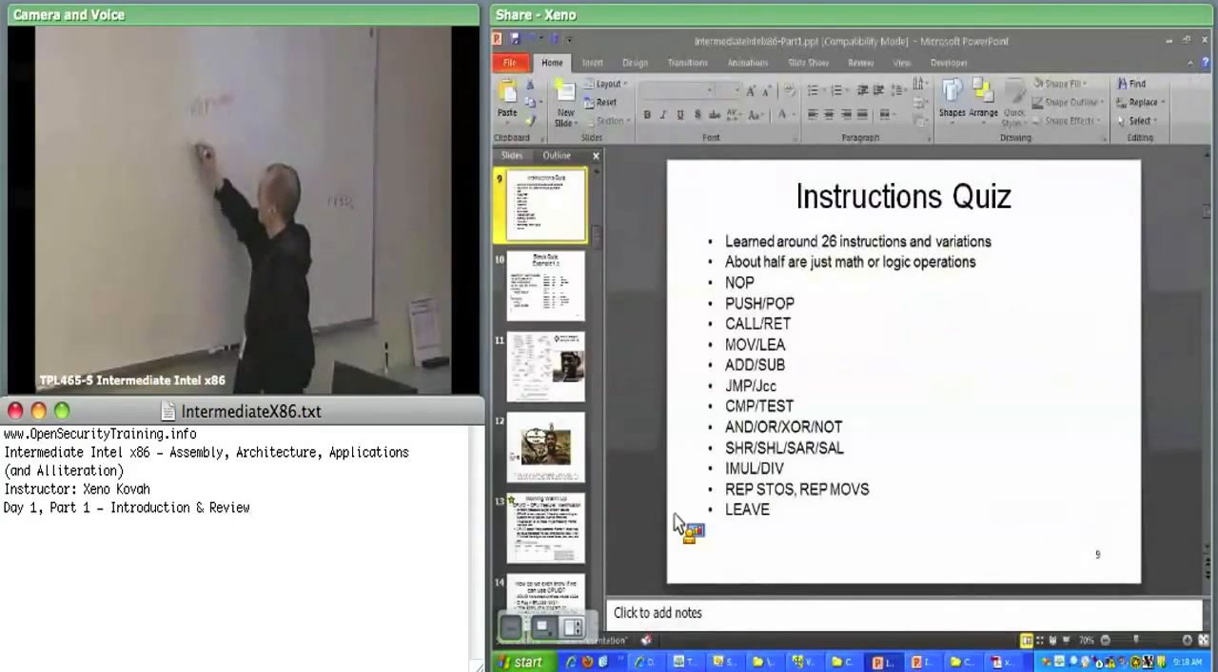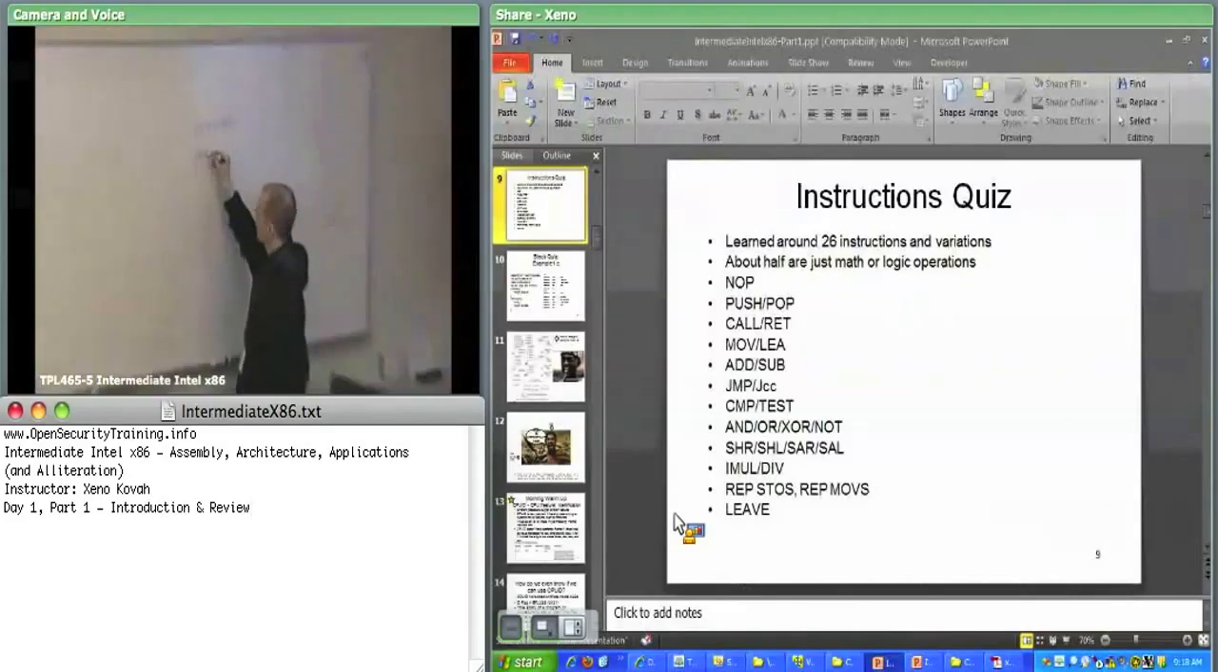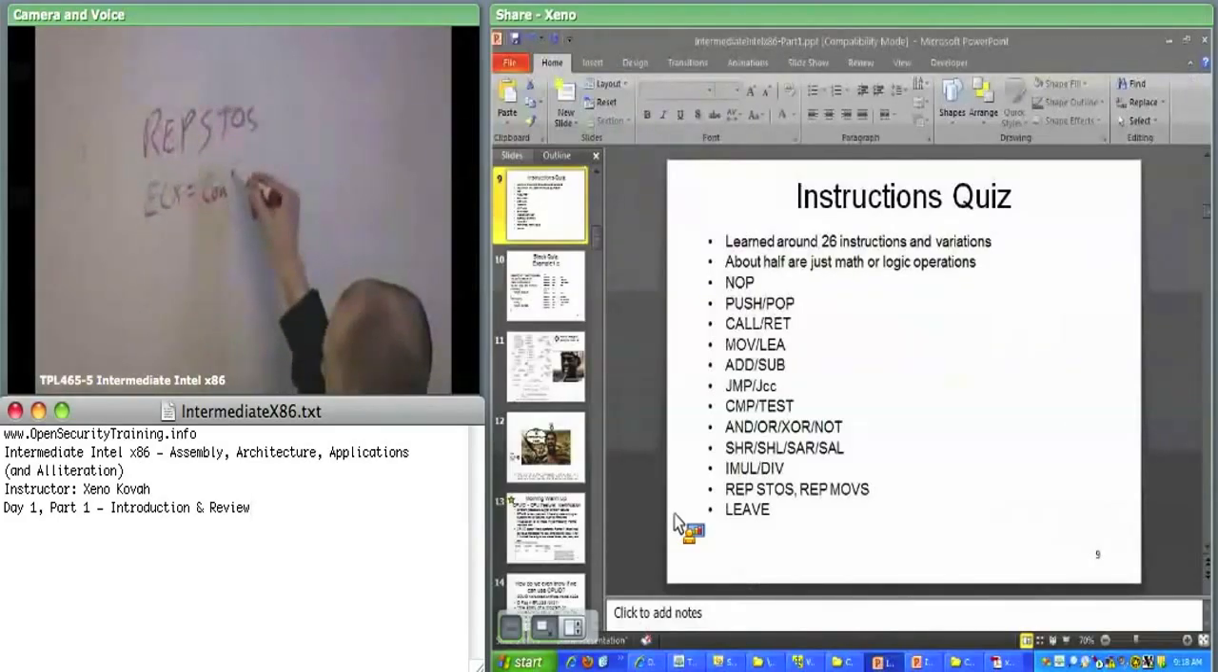it basically sets ECX equals count. And that's the count of how many times you want to do the certain operation. So this will be either copying 1 byte or 4 bytes at a time. And the ECX is the count. So basically the instruction does the store once, decrements ECX, does it again, decrements ECX. So ECX keeps going down, and this instruction stops whenever ECX equals 0. Then it goes ahead and moves on to the next instruction.